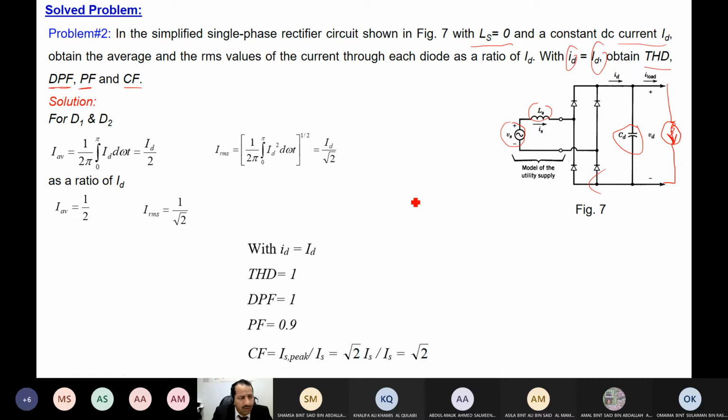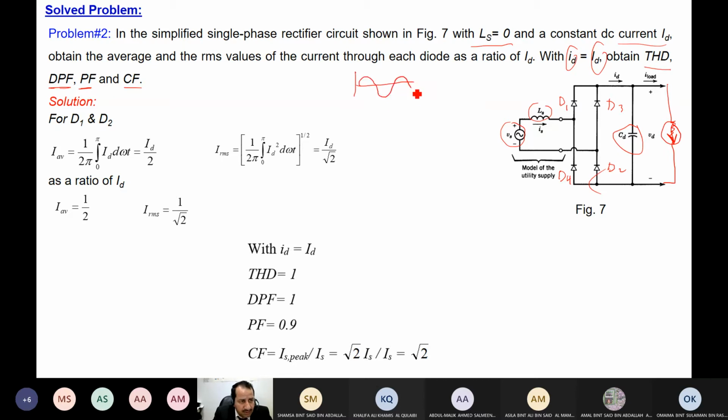Now let's have a look at diodes D1 and D2. This is D1 and this is D2. We mentioned that D1 will conduct the positive part and the return will be through D2. And D3 will conduct the positive part, D4 will conduct the return of the current. So he asked me to find the RMS and average current in the diodes, as a ratio.